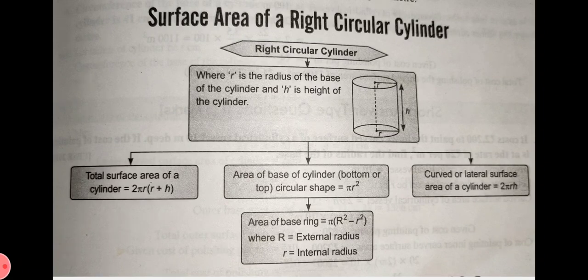And the next formula is the curved or lateral surface area of a cylinder, or you can say CSA or LSA of a cylinder, which is given by 2πrh. Now let's solve exercise 13.2 using different formulas.